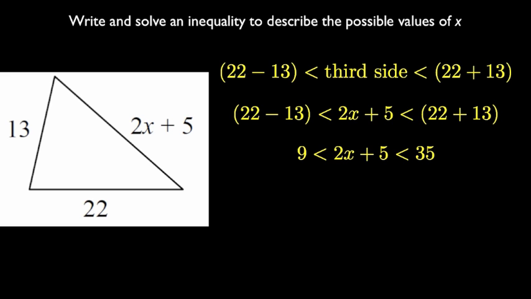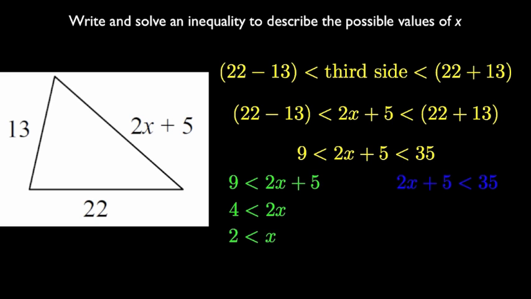So we'll solve this inequality in two separate ways. First, we'll look at the left side of the inequality. 9 is less than 2x plus 5. If you subtract 5 from both sides and divide by 2, you get that x must be greater than 2. Now take a look at the right side. 2x plus 5 is less than 35. Subtracting 5 shows that 2x must be less than 30, which means x must be less than 15.